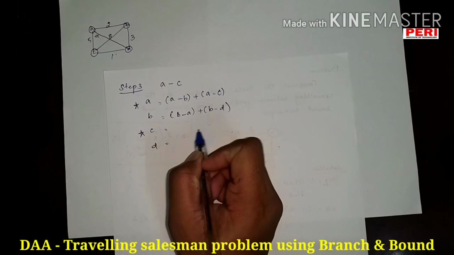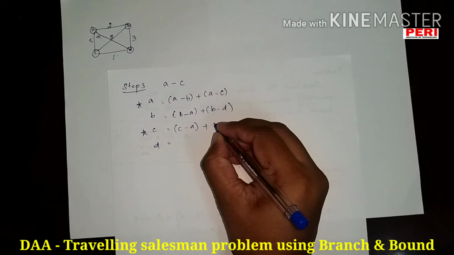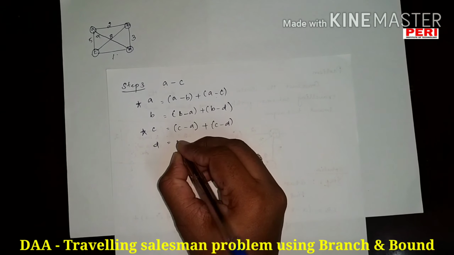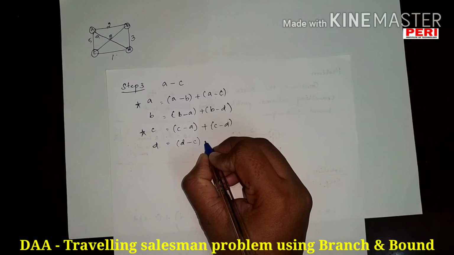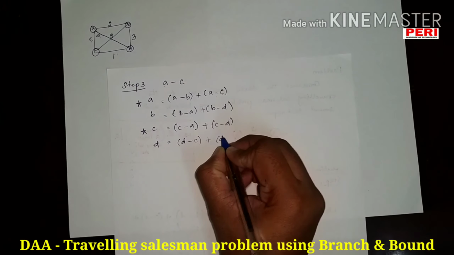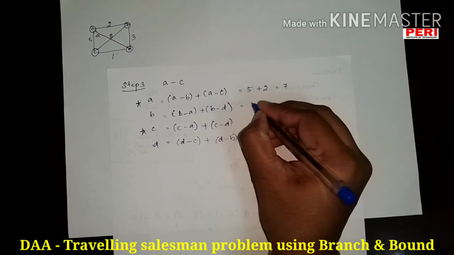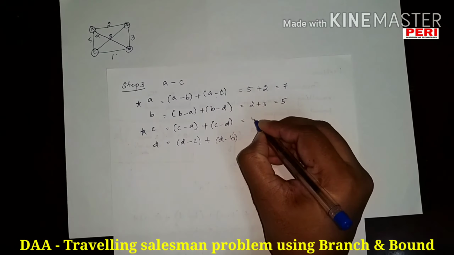So for C the edges are 5, 8 and 1. So C to A 5 I have taken, and C to D I have to take as my next least cost. For D, no problem, as you know already, we can take the two least cost. So 1 and 3 are the least cost, which are D to C and D to B. So I am taking it directly. So it is 5 plus 2, which is 7. This is 2 plus 3, which is 5. This is 5 plus 1, which is 6, and this is 1 plus 3, which is 4. So we have to find the lower bound value, right?